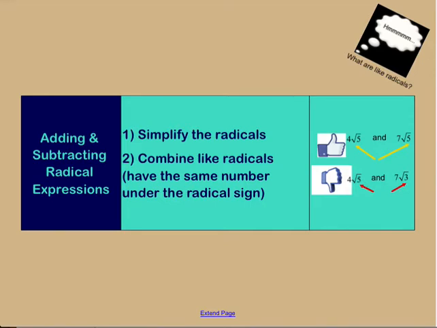Okay, so then this is taking a look at the example. So we can add 4 times the square root of 5 plus 7 times the square root of 5. But we can't take 4 times the square root of 5 plus 7 times the square root of 3 because the radicals themselves are different. That makes them not be like terms.